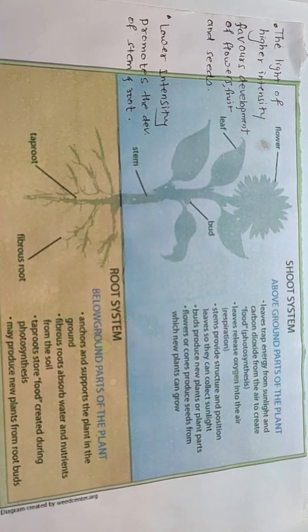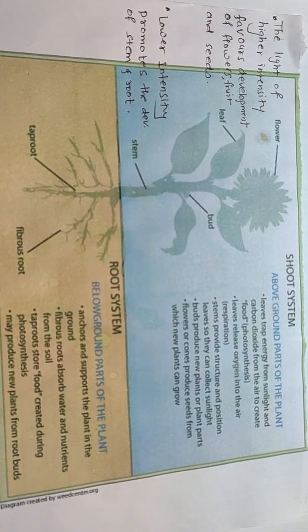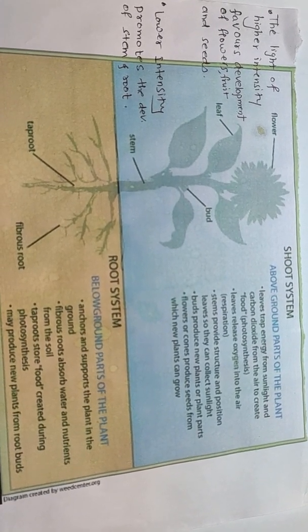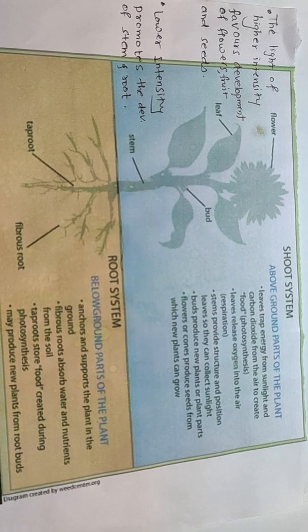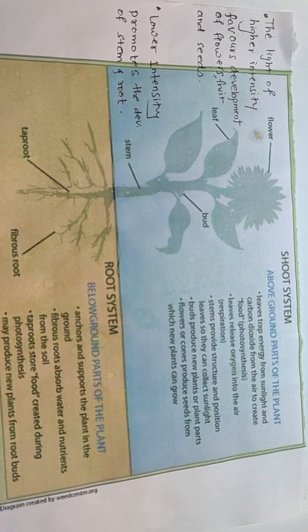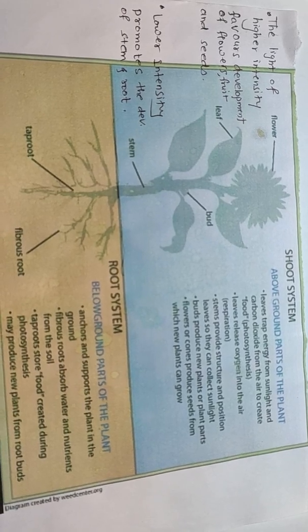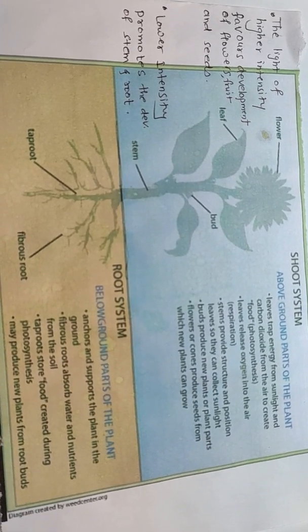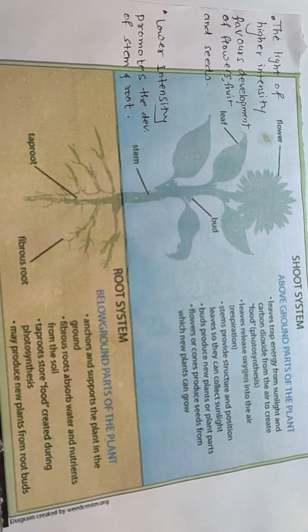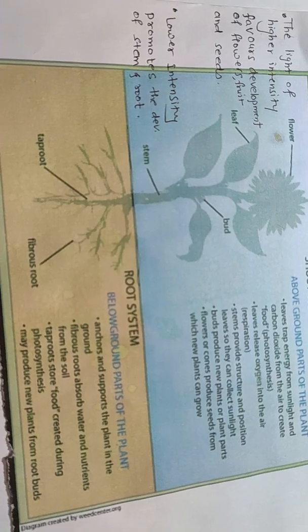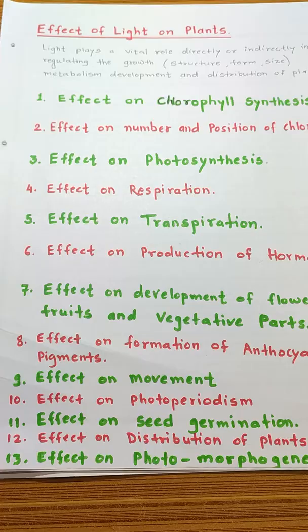Effect on development of flowers, fruits and vegetative parts. Light of higher intensity favors development of flowers, fruits and seeds, while light of lower intensity promotes the development of stem and roots. So this is the effect of light on development of flowers, fruits and seed production.